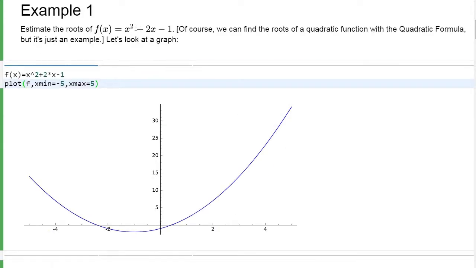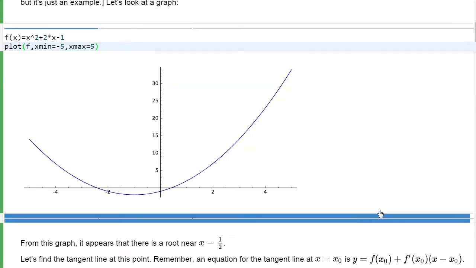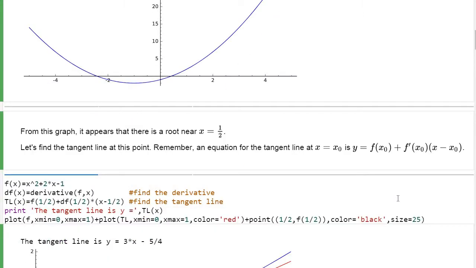Let's say I want to estimate the roots of this quadratic function, and of course we don't need Newton's method to find roots of quadratic functions. We could use the quadratic formula or factoring or whatever, but let's just do this as an example. Here's a graph of the function. You can see that it has, like we expect, two x-intercepts or roots or zeros, whichever words you like. There's one here somewhere around -2.5, and there's this one here, it's around 1/2. So let's look at the one near x equals 1/2.